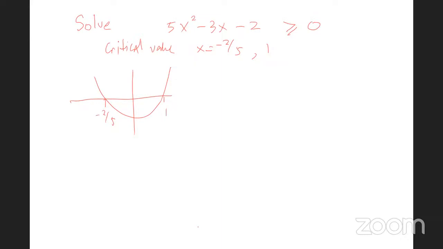Where are we shading, top or the bottom? We are shading the top here. So your solution is x is less than -2/5 together with x is more than or equal to 1.